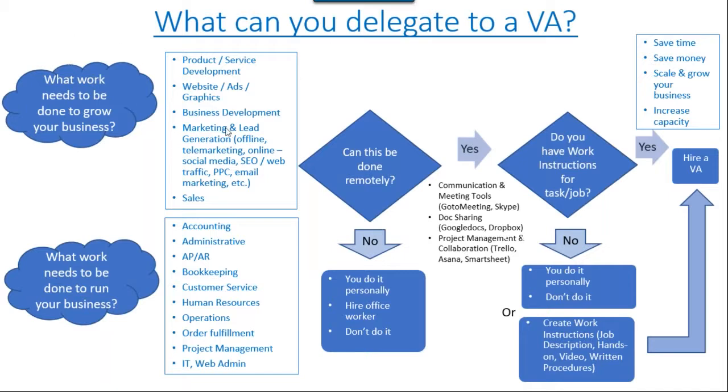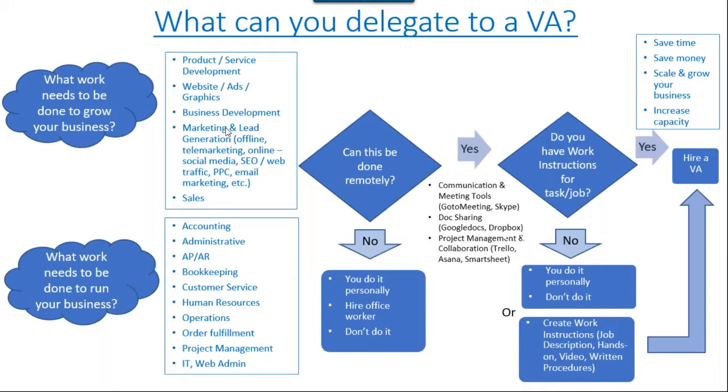You look at the first part, which is lead generating and marketing activities, whether it's the initial phases of actually developing a product or service that you're going to offer to people, putting together a website, ads and graphics, business development, and then the marketing and lead generation activities such as offline marketing or telemarketing, or online marketing activities such as LinkedIn, social media, Facebook ads, SEO, which is for web traffic, getting people to actually visit your website to purchase your product or services, pay-per-click campaigns, email marketing campaigns, or generally speaking, sales and sales call activities. So those are all things that you're doing to grow your business.